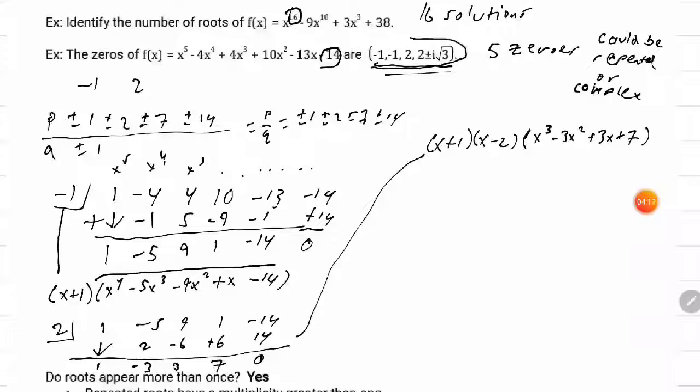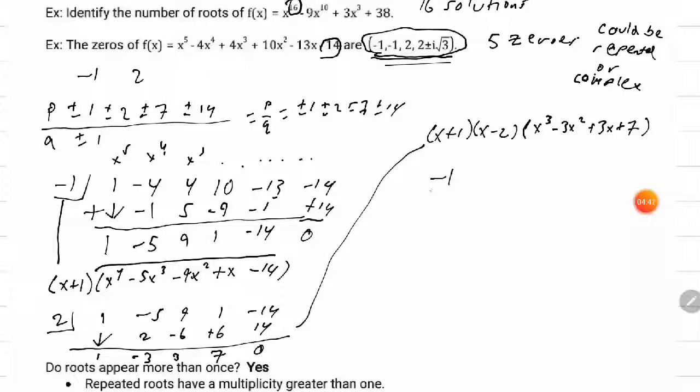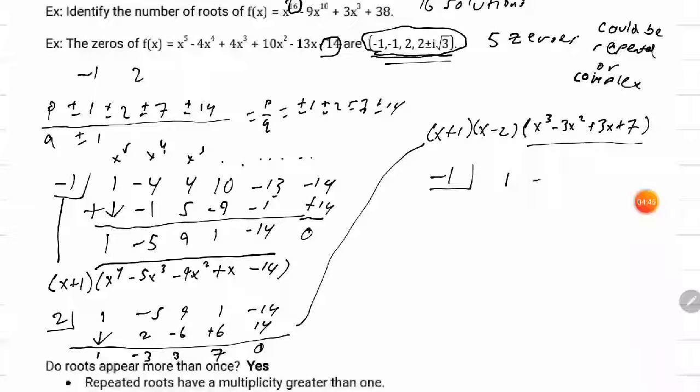I promise I'm not looking at this. Usually imaginary solutions come in pairs, but imaginary solutions can also be repeated. So, the easiest way is to use a value that we've already used before. And obviously I'm going to use negative 1 because I just circled it up there. So negative 1 again, but this time I'm using these as coefficients. So 1, negative 3, 3, and 7.